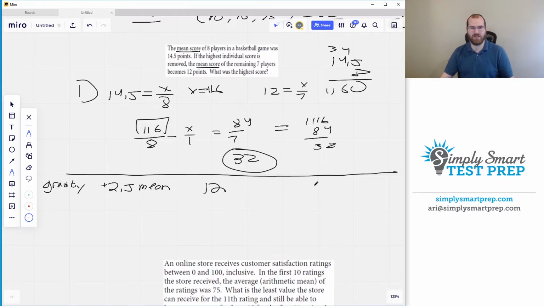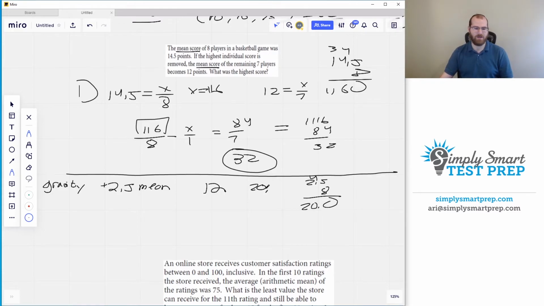As we saw, we increased 5 from 75 to 80 for each of 3 scores. That's going to be 15 points total. So in our case, we increased 2.5 points for each score. That's 2.5 times 8. That's going to equal 20. You increased by 20 points.